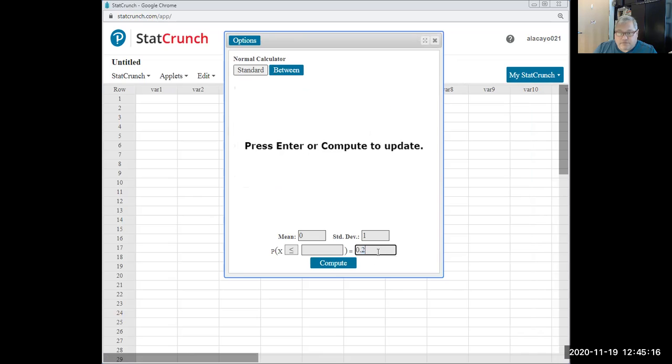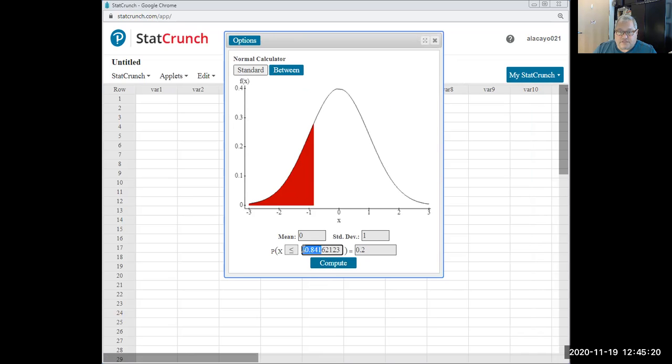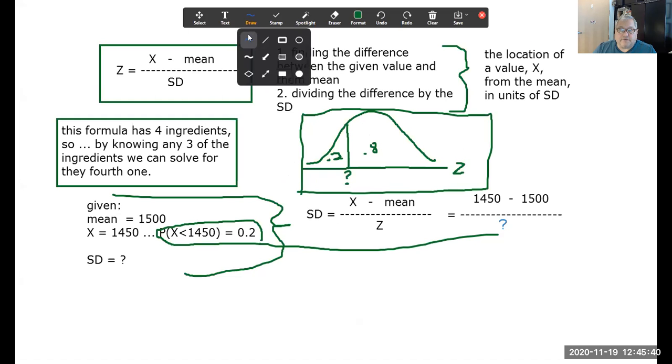So if I change that 50% to a 20%, I get that the optimal value of the z-score in question is minus 0.8416. So now I have found my magical z-score that separates the bottom 20% from the top 80%. A z-score of minus 0.8416. I go back to the whiteboard and I learn that this particular z-score is negative 0.8416.